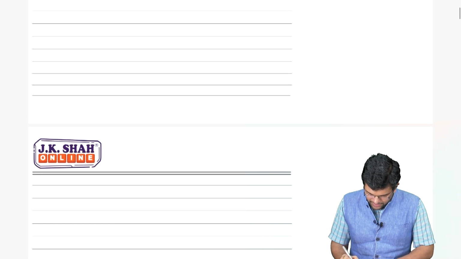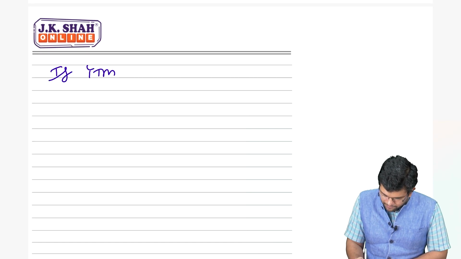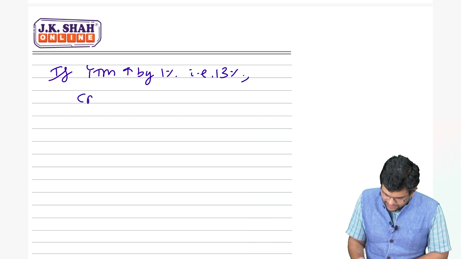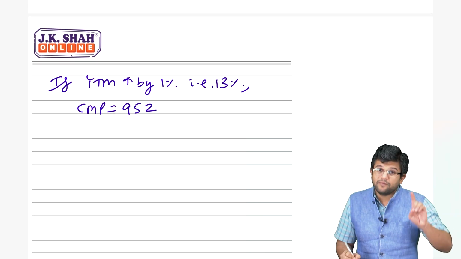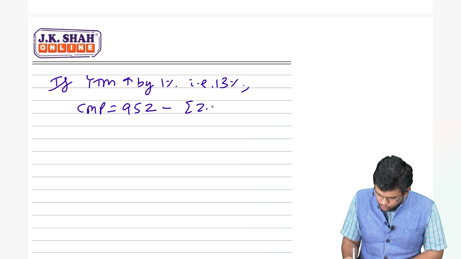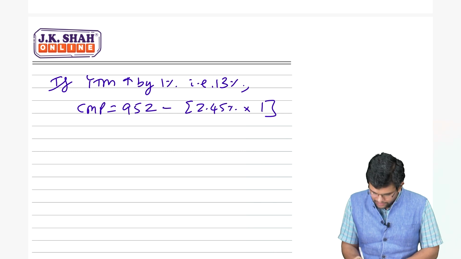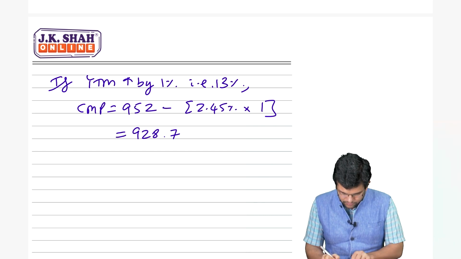Children, how did I get 928.7? Very simple. If YTM increases by 1%, that is, it goes to 13%, the current market price, which was earlier 952 when the YTM was 12, will drop by 2.45% into 1. Everyone follow until here, and that will come to 928.7. Everyone clear? Now let's move ahead, children.